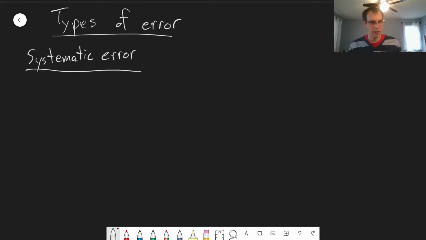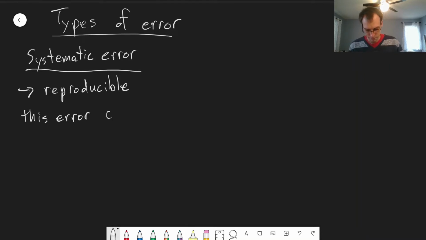This is something that is caused by a flaw in the equipment or in the design of the experiment. The key point about systematic error is that it's reproducible. The error is present every single time you make the measurement and occurs in the same way every single time. In theory, this error can always be corrected for. If you know the error exists, you know how big it is, and you can measure it, then you can correct for it and eliminate this type of error.